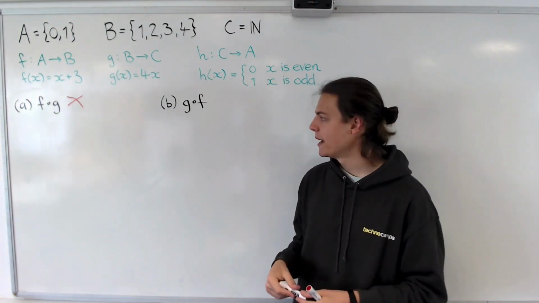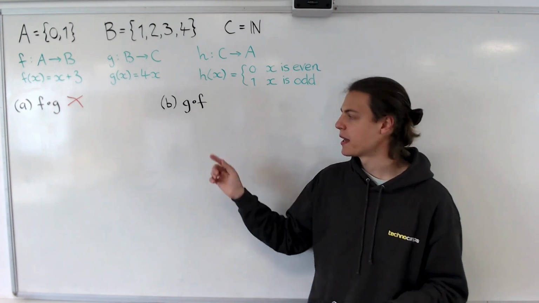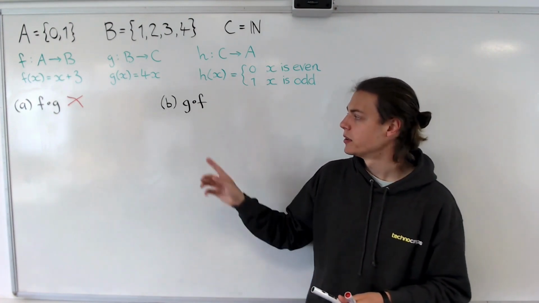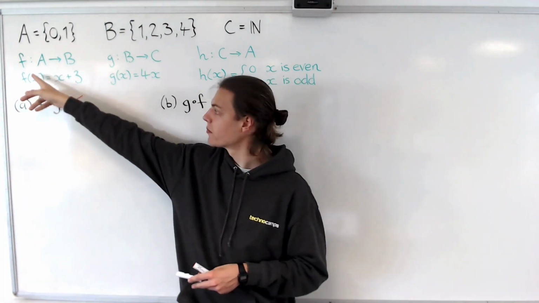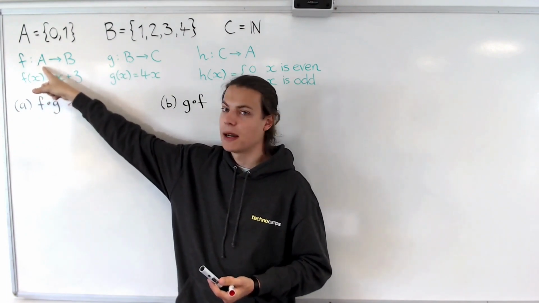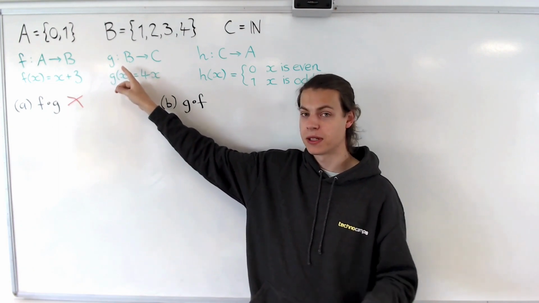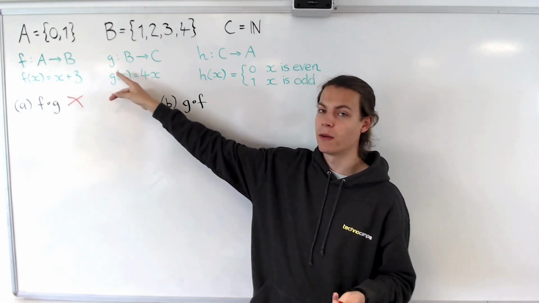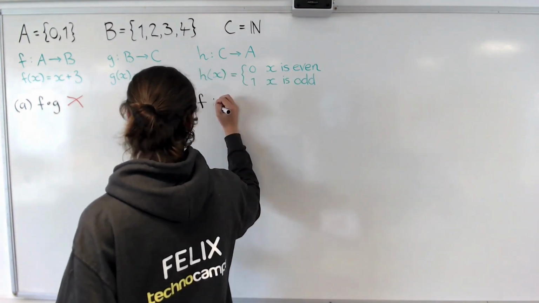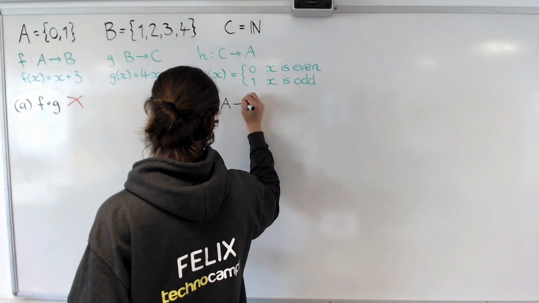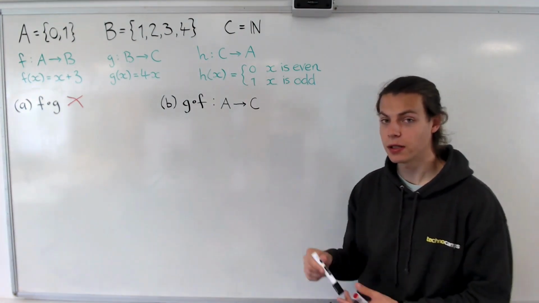So what is the domain and codomain of this composition? Well, again, we're applying F first. So the domain of the composite function will be the domain of F, A, and we then apply G. So the codomain of the composition will be the codomain of G, that is C. Next, we can write the graph of the function.